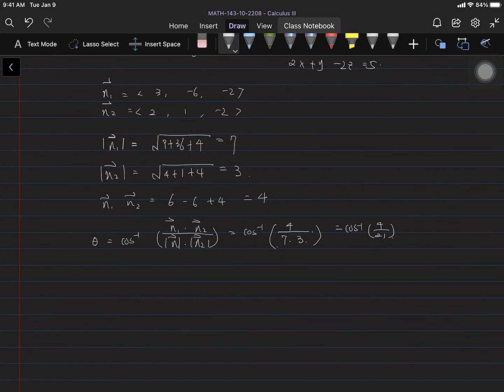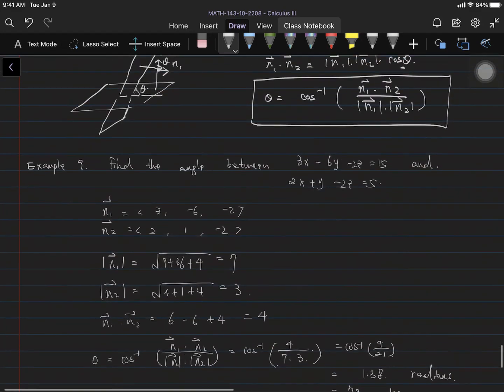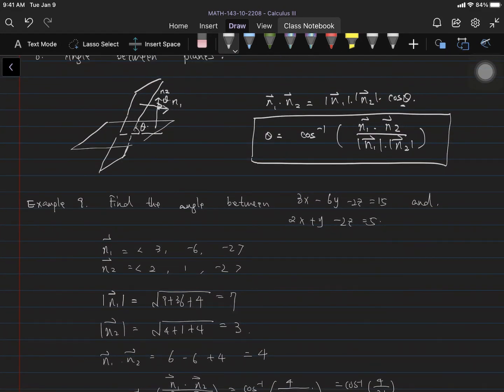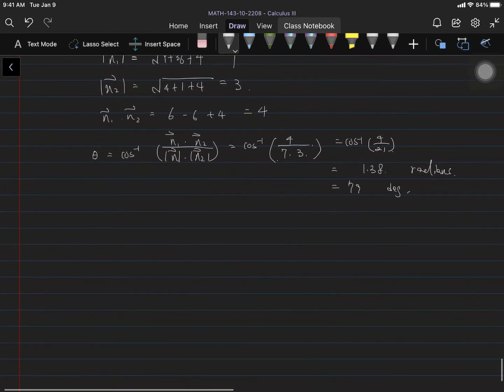You don't have to find the degree. If you have a calculator in the homework, you can try. And it's about 79 degrees. Okay, so this is pretty easy, just a formula.